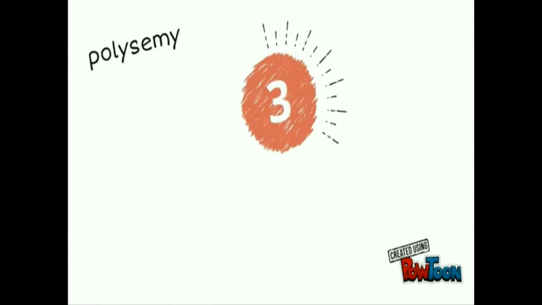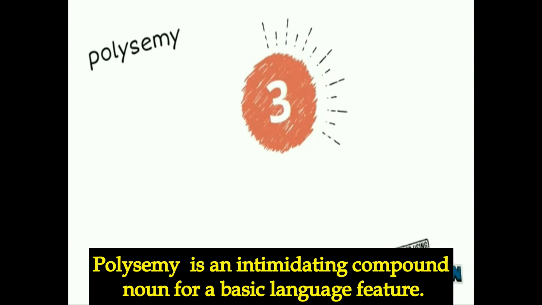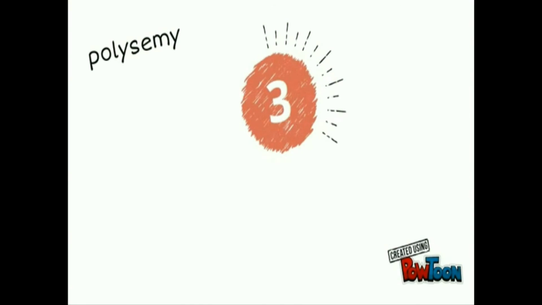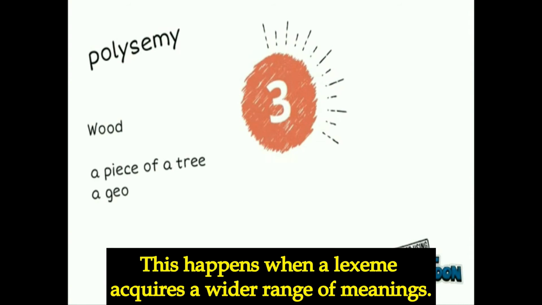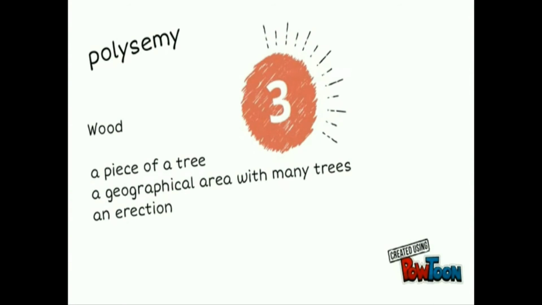Polysemy. Polysemy is an intimidating compound noun for a basic language feature. This happens when a lexeme acquires a wider range of meanings. For example, wood. It can be a piece of a tree, a geographical area with many trees, or an erection.